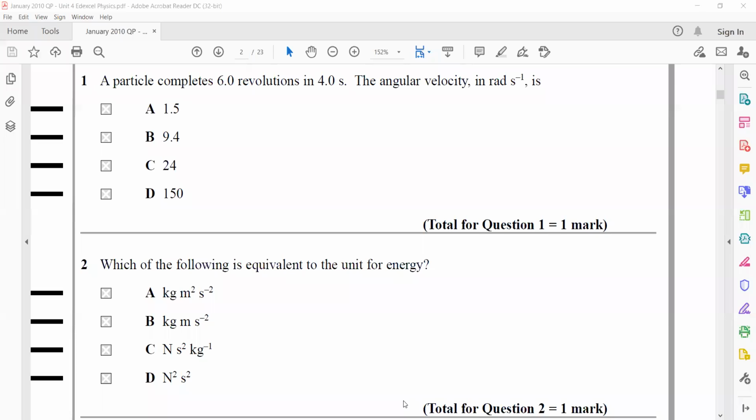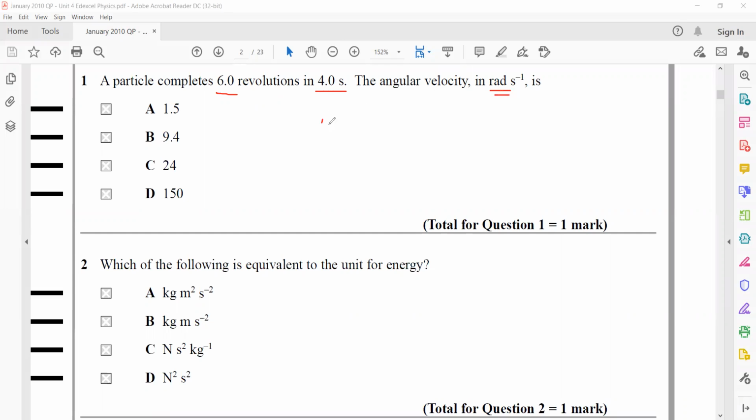In this session, we will do questions related to circular motion. So as you can see, the first question: a particle completes 6 revolutions in 4 seconds. The angular velocity in radian per second is, so what is the angular velocity?